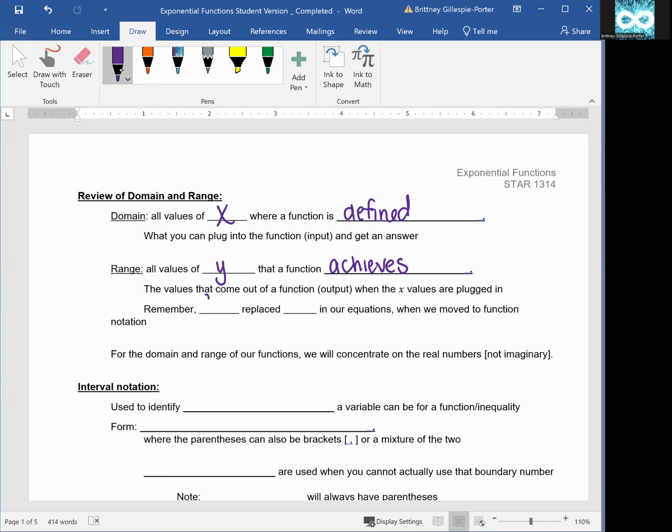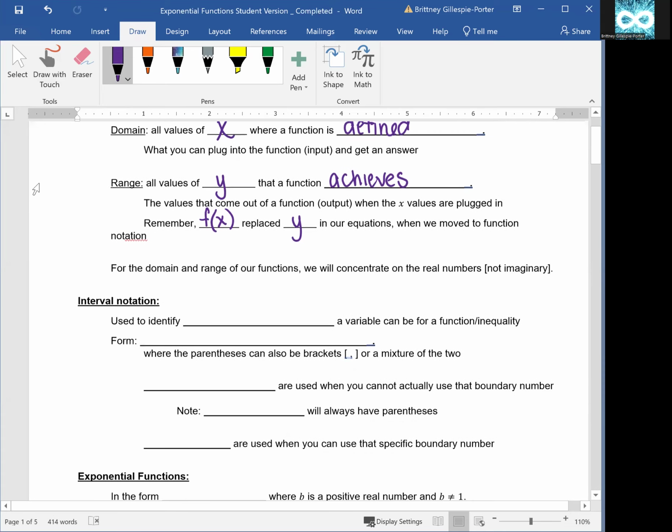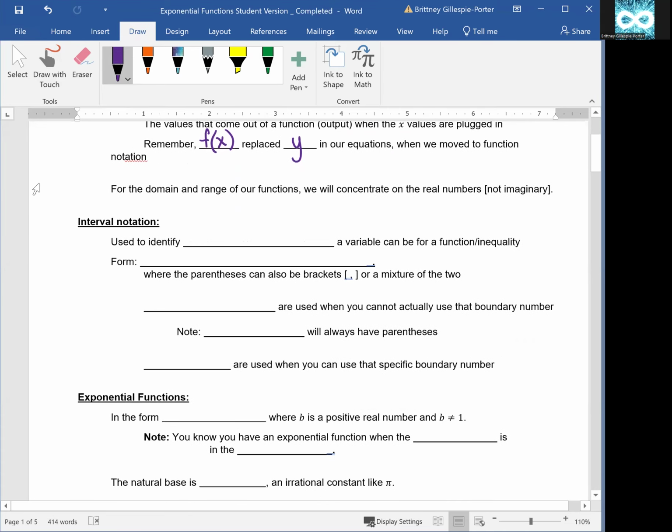And remember that f of x, or h of x, or g of x replaced y in our equations because we're using function notation. With our domain and range, we are only going to be paying attention to the real numbers, not the imaginary numbers. If you want to do that, take complex analysis as a math class. Okay? And to identify our domain and range, we're going to be using interval notation.